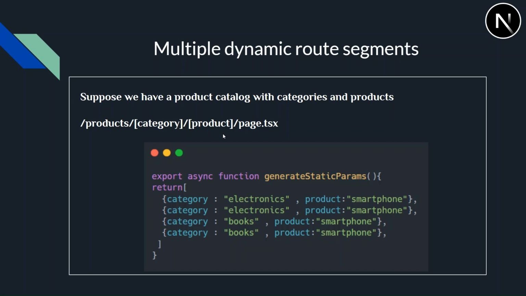Here you can see in the code below that you can create an export async function generateStaticParams, and you can return two parameters, category and product. You can pass electronics, smartphones and books as categories, and products like books and smartphones. This is how you can create generateStaticParams as static content when you are using multiple dynamic route segments.